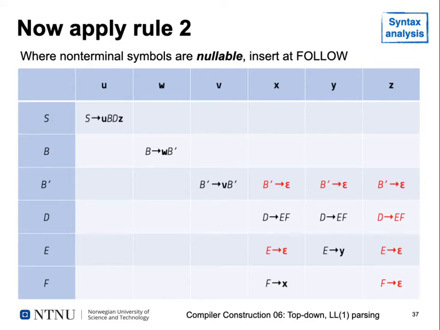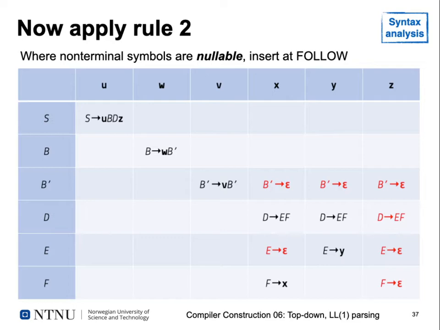Applying rule 2 means that whenever a non-terminal symbol is nullable, we need to insert this at the follow sets. Essentially, we need to add these productions here at the follow sets. So if we have one of these characters in our follow set, we add the production going to epsilon here, and these productions here. And for D, we need to go to D to EF, because there's no other production, but we know it can ultimately lead just to an epsilon.